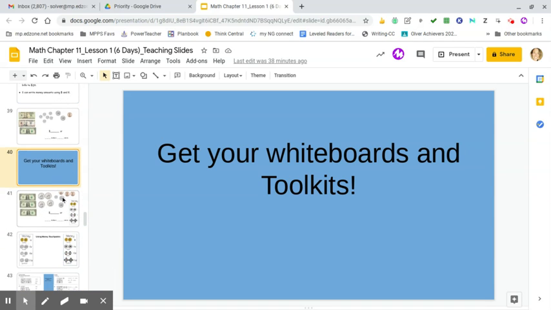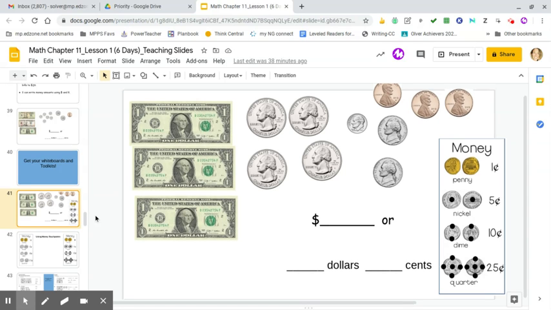All right, let's try the next one. Let's get your whiteboards and we'll practice the next one together. All right, so here's your touch points to remind you. Go ahead and let's try to add up these. We'll pause the video and you can give it a shot.